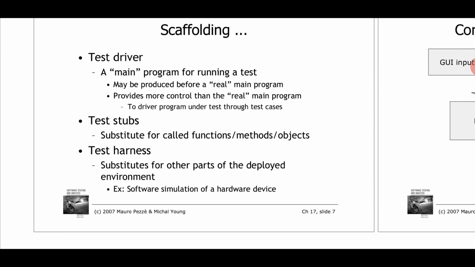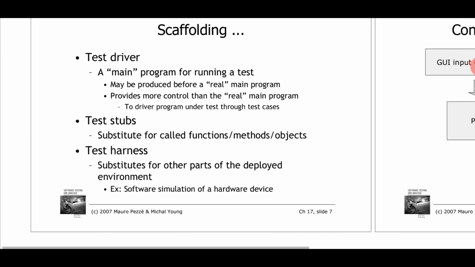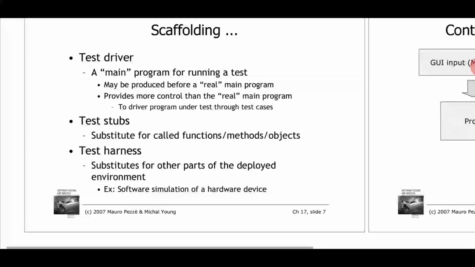Okay. What is a test harness? A test harness is nothing but a substitute for other parts of the deployed environment. So this acts as a substitute for the other functions, where the test harness acts as a substitute for other parts of the deployed environment. For example, other parts could be the software simulation of a hardware device. A hardware device is there.